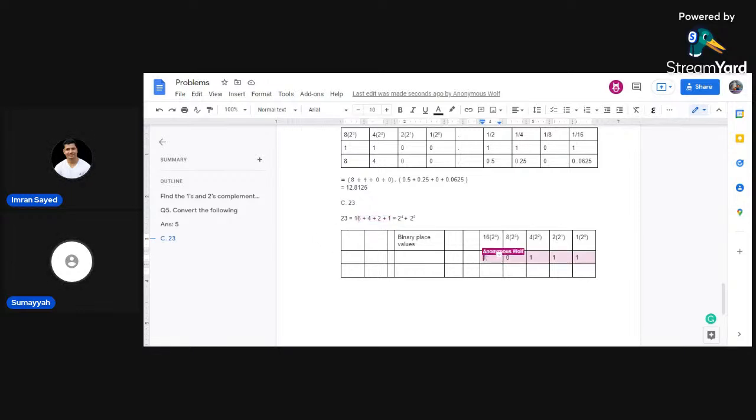It can be written as 1 times 16 plus 0 times 8 plus 1 times 4 plus 1 times 2 plus 1 times 1. Okay. So there's 1 times 16, 0 times 8, 1 times 4, 1 times 2, and 1 times 1. So this is the binary number. Yes.